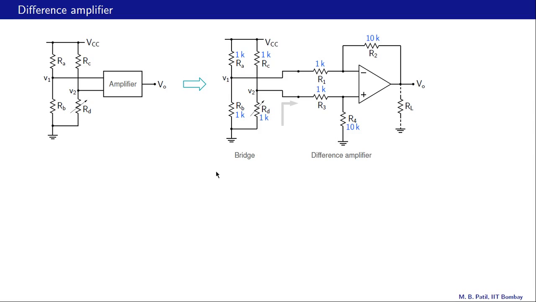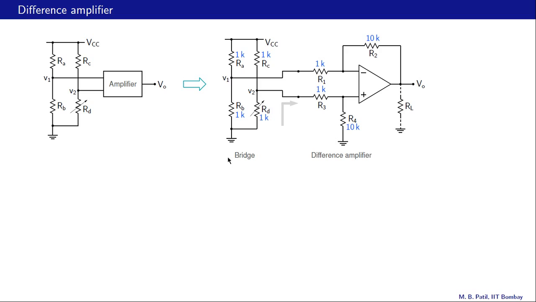Okay, before we go further, let us do a quick summary. The difference amplifier does give us the desired functionality, namely VO equal to K times V2 minus V1. That is, it amplifies only the difference between the input voltages, and that is exactly what we want for a situation like this. But there are two difficulties.